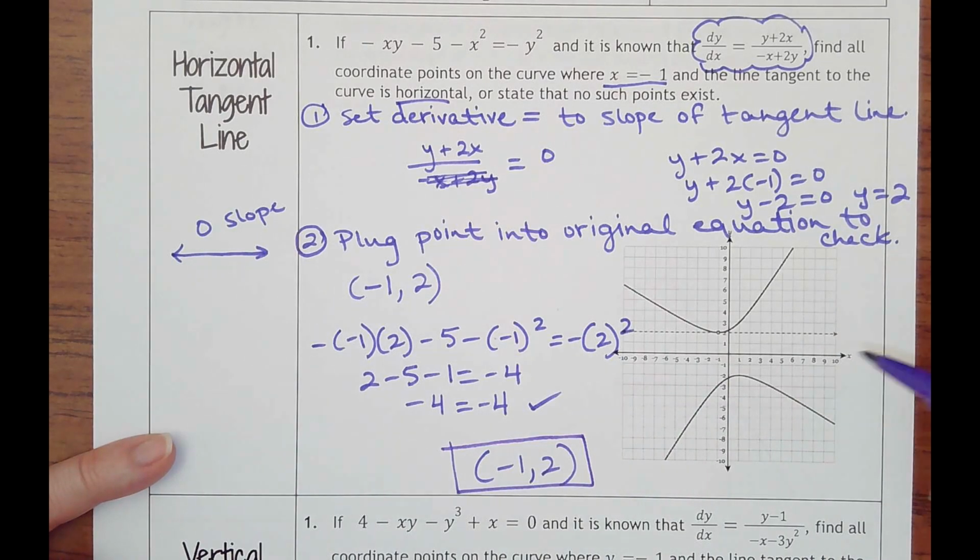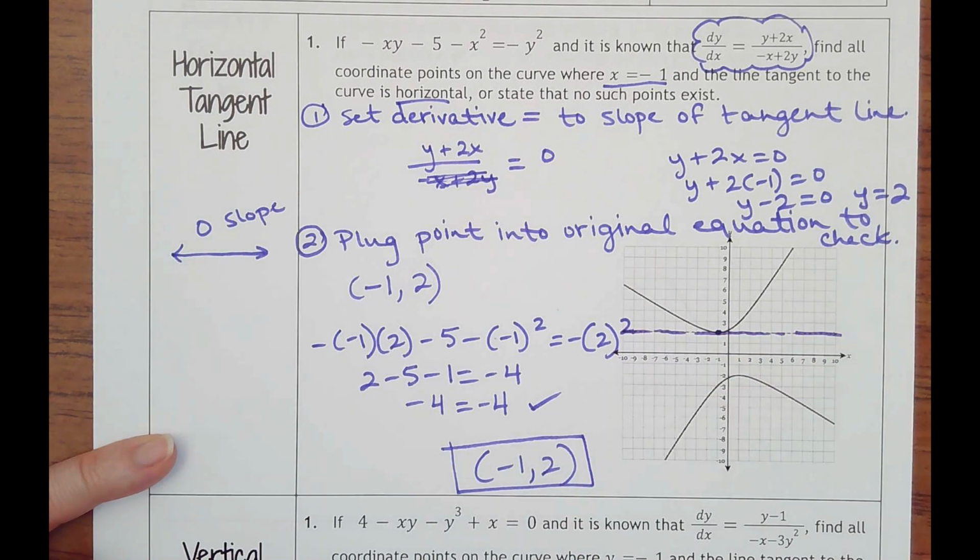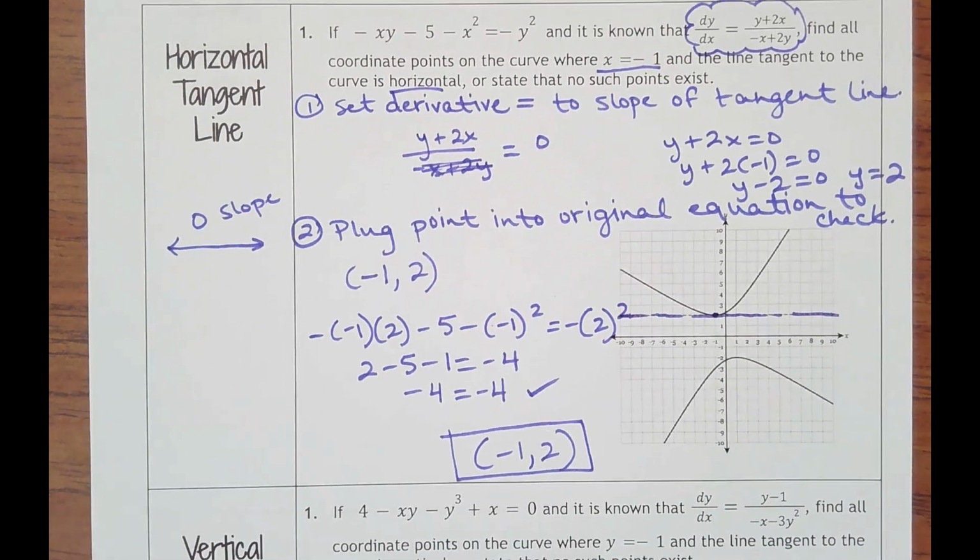And now you can look at the graph. See, -1, 2 does exist there, and it actually is here at a minimum, so it does have a horizontal tangent line. Pretty cool. All right, number 2.